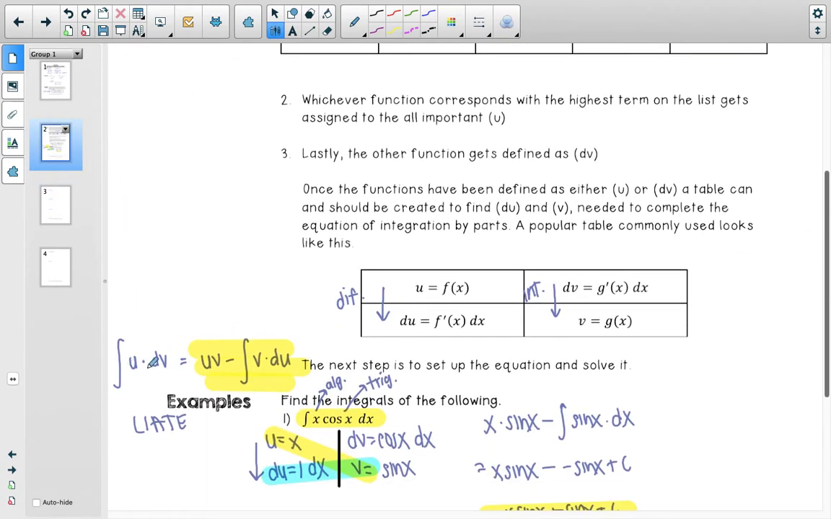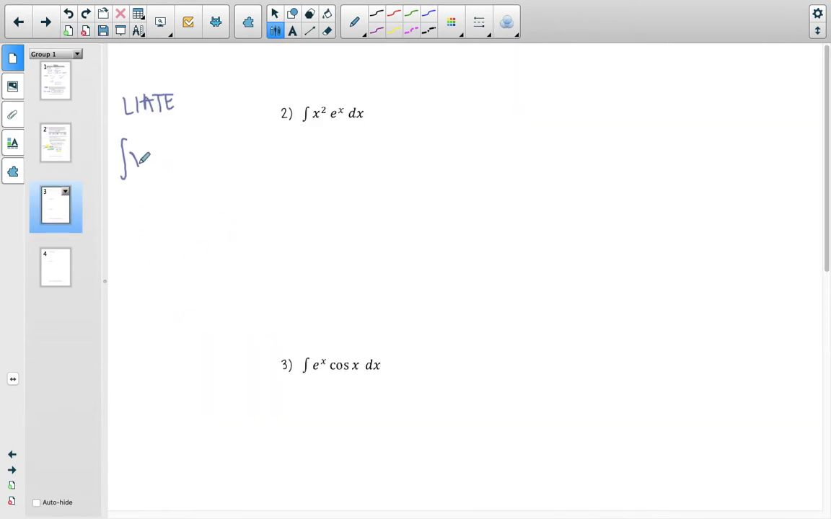The integral of u times dv, we're going to write that down again. So the integral of u times dv equals uv minus the integral of v du. Okay, so we have to figure out what our u is. That is always the first step. Figure out u first.